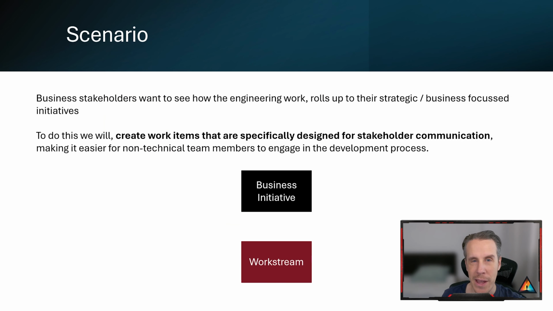So the scenario I'm going to give here is we have business stakeholders who want to see how the engineering work rolls up to their strategic or business focused initiatives. To do this, we'll create work items that are specifically designed for stakeholder communication, making it easier for the non-technical team members to engage in the development process without having to go through and read all of the epics, features, user stories, and tasks. So in this case, we're designing 2 additional work items that we want to be in the process on top of the standard ones.